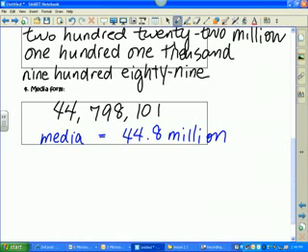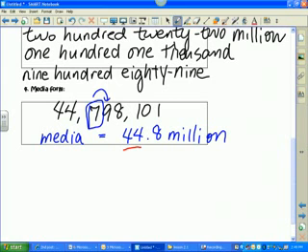Okay, can someone tell me what did I do to change this 44,798,101 to 44.8 million? What did I do, Nathan? You added the 798 to 800,000. Yep. And then you put a point there, and then instead of doing the two zeros, you just put the 8. Right. So this actually represents 800,000. You're right.